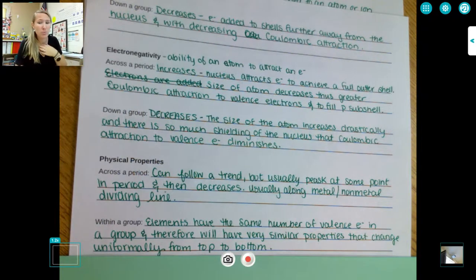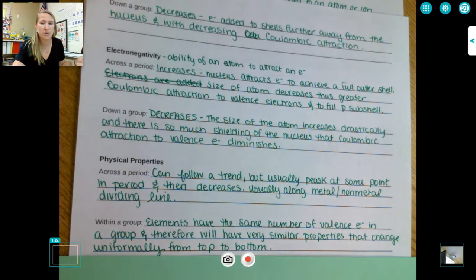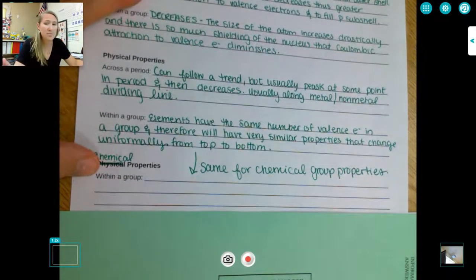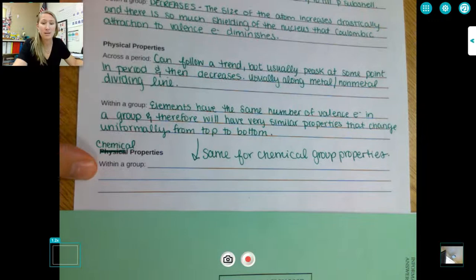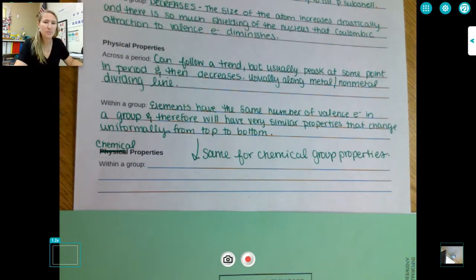However, within a group, they have the same number of valence electrons. And if they have the same number of valence electrons, that means that they're going to have similar properties because those electrons are the ones that do all of the chemical reactions and therefore going to behave similarly for physical reactions. Finally, we have chemical properties within a group. And luckily for us, they're going to follow the same trend as they do for physical properties. Again, because they have the same number of valence electrons, therefore they're going to behave similarly in a chemical process, and they're going to have just about the same properties.